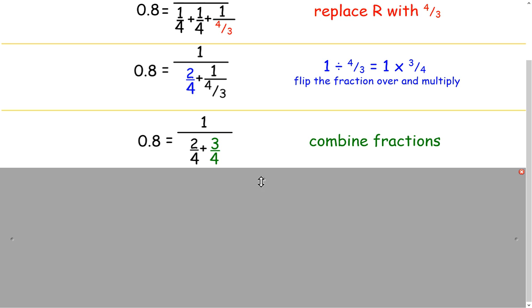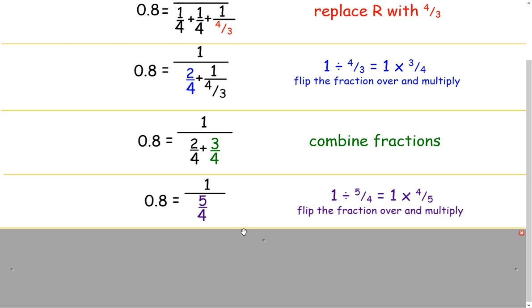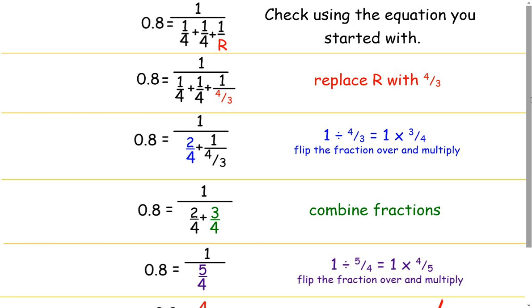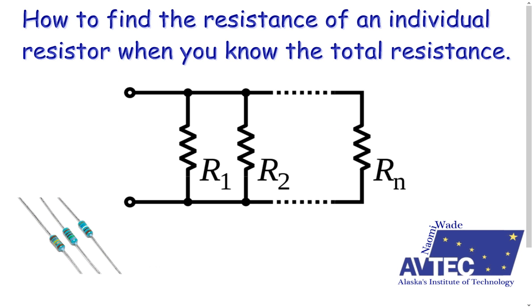I get 0.8 equals 1 over 5/4. Here's my 5/4, and I've got 1 divided by 5/4. So I'm going to flip the second fraction over and multiply, and I'm going to end up with 0.8 equals 4/5, which, if you do it on the calculator, 4 divided by 5 is 0.8. So they are equal, and it checks. It's always important that you check your work. I hope that this tutorial helped you out in finding the resistance of an individual resistor, and good luck.